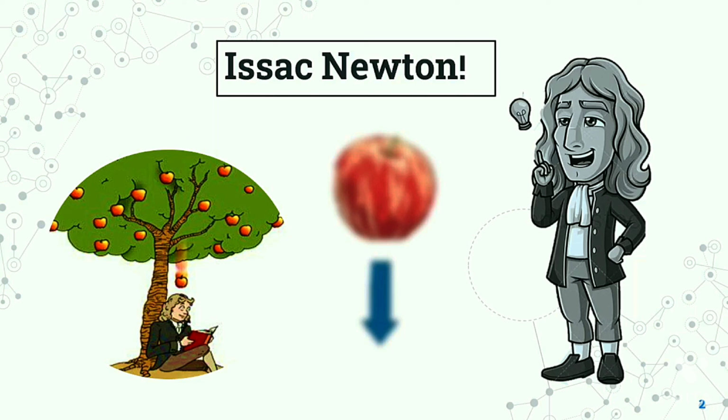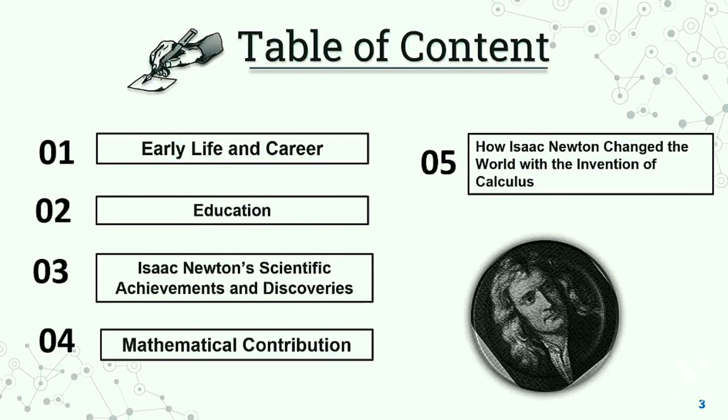Here we'll try to get more familiar with his mathematical contribution and how it changed the whole course of science and the world. So this is the table of contents. These are the topics we are going to deal with in this presentation. Firstly, we'll talk about his early life and career, then his education, and then some of his scientific achievements and discoveries. After that, we'll see some of his mathematical contribution. And lastly, we'll talk about how Isaac Newton changed the world with the invention of calculus. So let's start the presentation.